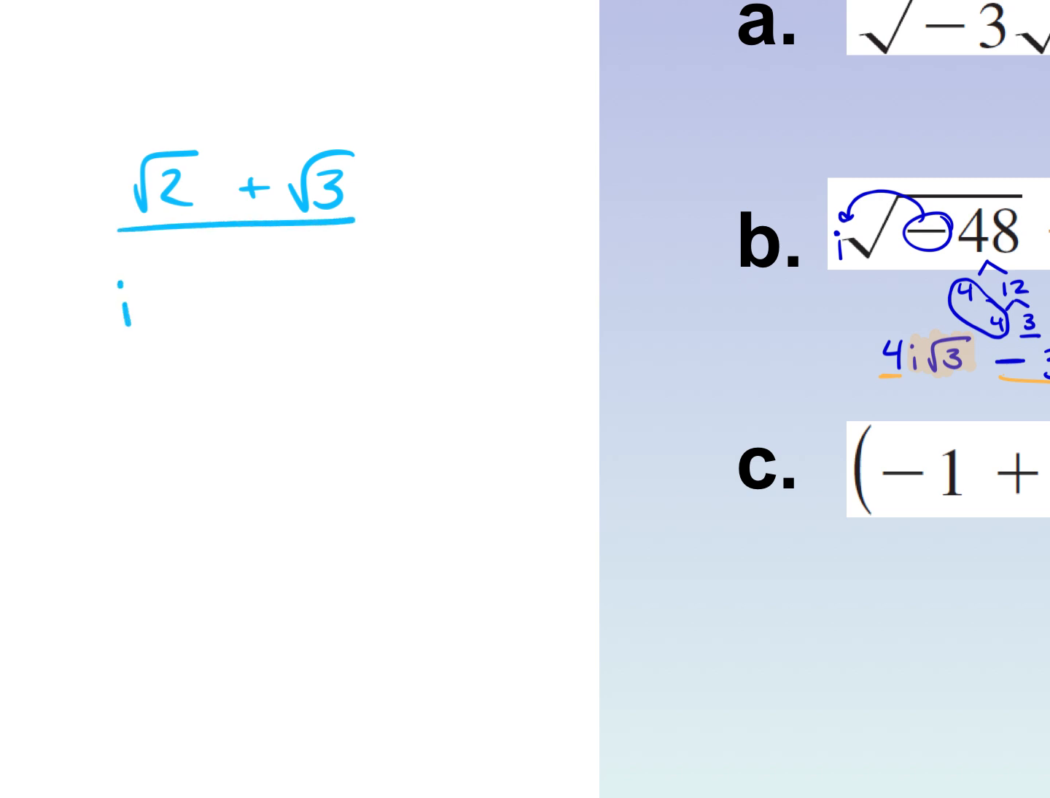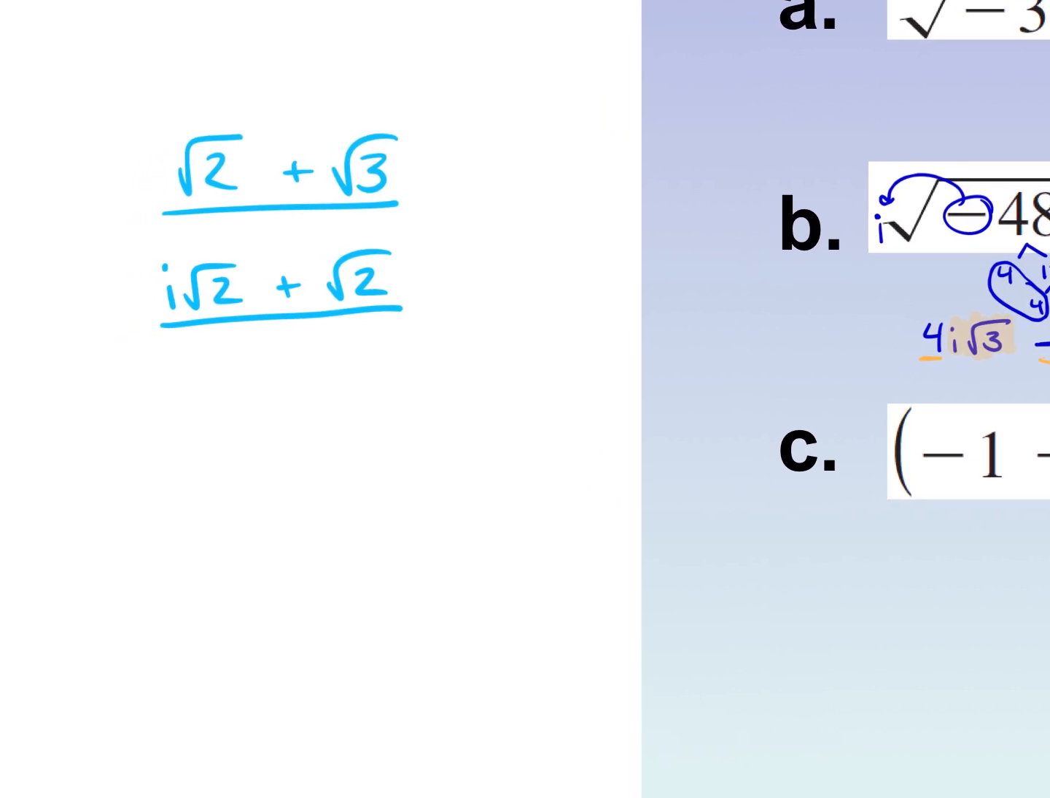If I had I square root 2 plus square root 2, can I add these together? No. You can't combine them together. They're not like terms, so you just have to leave it. We would want to put this in standard form, though, so make it square root 2 plus I square root 2. The imaginary part always comes last.